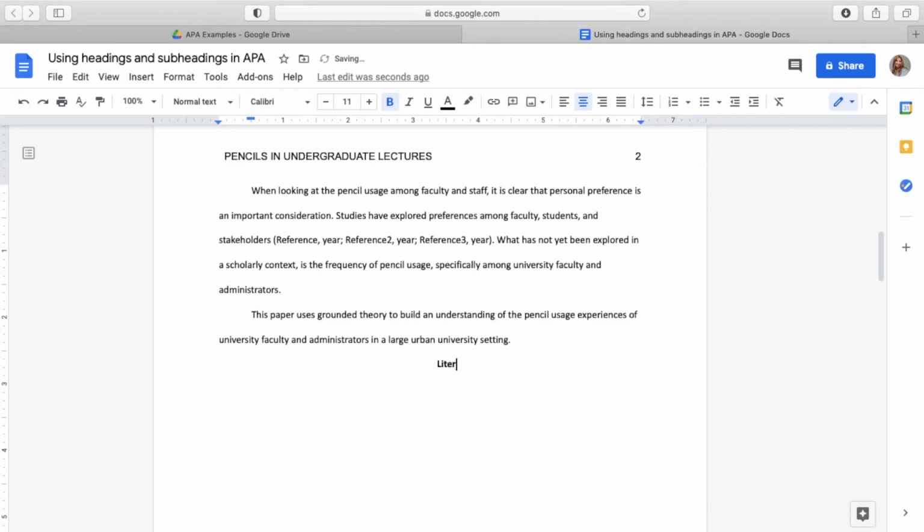Your title page or your title doesn't count as a heading. So your very first heading within your text is going to be heading level 1. Okay, so heading level 1 is going to be centered and bold, and you're going to use title case. So here we're going to write our literature review, and that is going to be heading level 1. And then you start your text on the next line, flush left, and then indent. You'll add your text for the paragraph that you're writing.